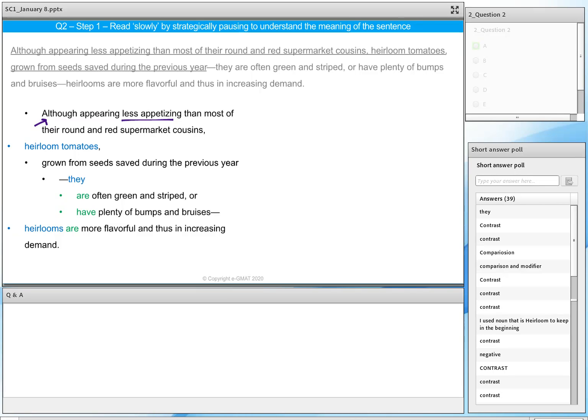So I have lots of descriptions going on, very vivid sentence. And I know I'm probably dealing with food here because I'm dealing with supermarket cousins. So I keep reading. Heirloom tomatoes. All right, so I know I have my subject here, heirloom tomatoes, grown from seeds saved during the previous year. So grown from seeds is a modifier giving me information about heirloom tomatoes, describing how they are grown. They are grown from seeds saved during the previous year.